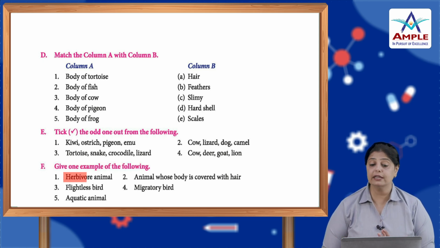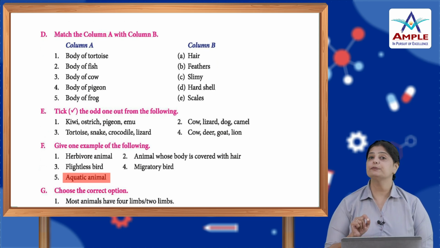You have to give an example of herbivore animals, animals that eat plants only. Then the animals whose body is covered with hair. Then a flightless bird, birds that cannot fly. And a migratory bird, the bird that migrates from one place to another. And an aquatic animal, an animal that lives in water. So, you have to give it as per your choice.